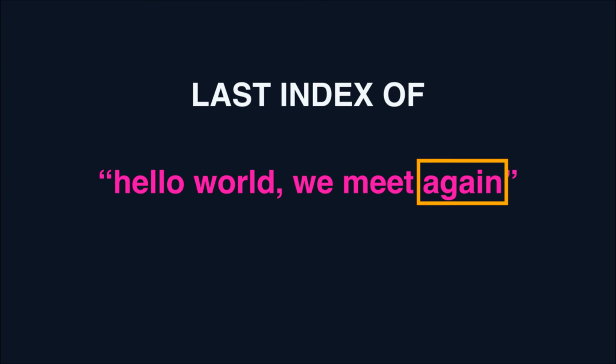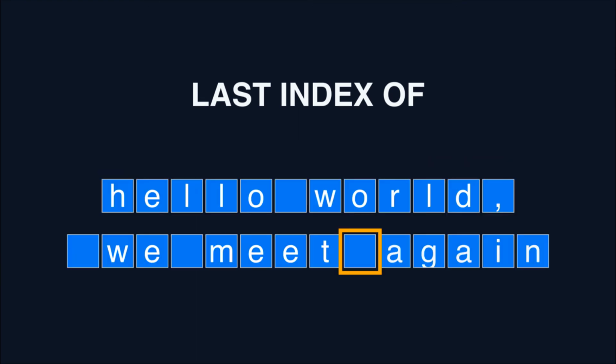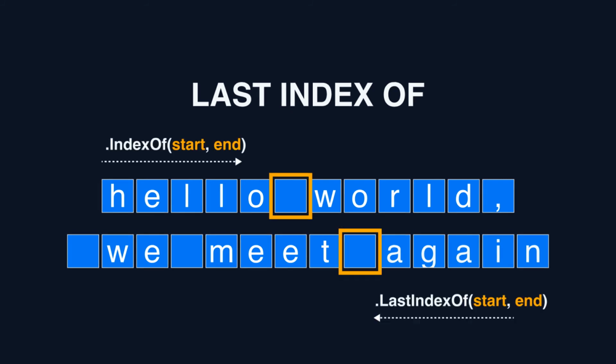We want to retrieve the last word from this string. We could use the IndexOf to find the index of the whitespace character, just before the word. But the IndexOf searches the string from the beginning, and returns the index of the first match. For these cases, we have to use the LastIndexOf. The LastIndexOf works in the same way, but it searches the string from the end.